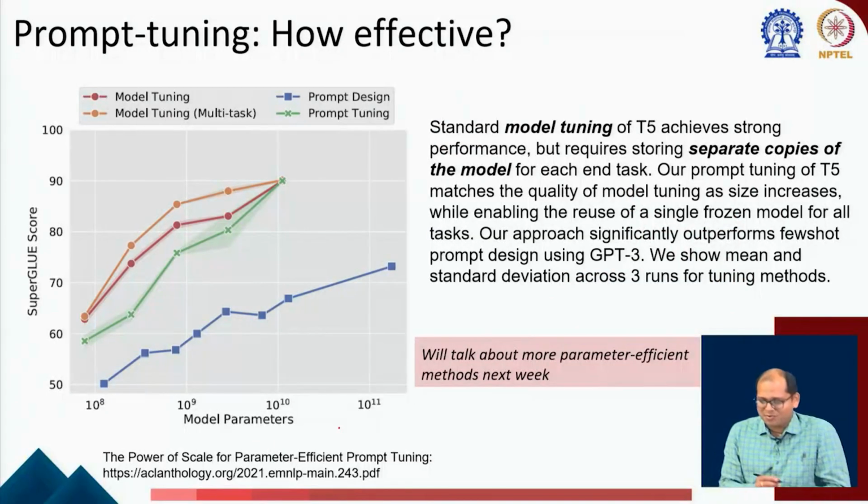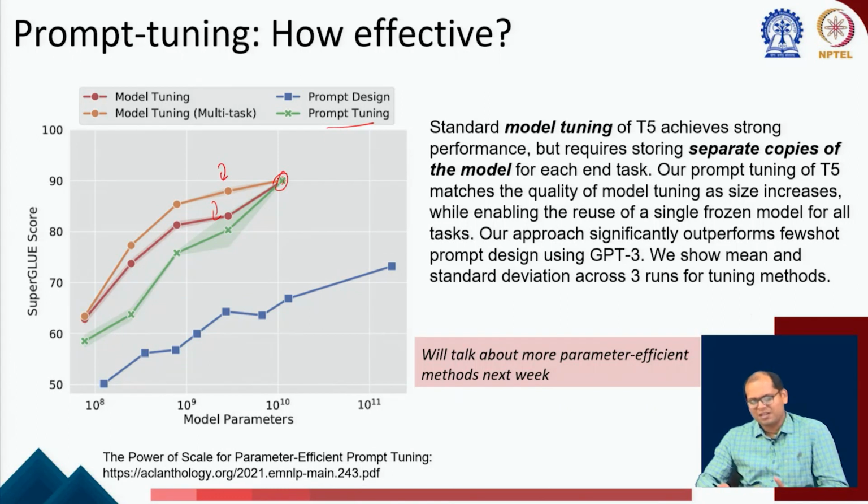And what they found out, so this is the standard model tuning with multitask, and this is the number of model parameters. If you keep on increasing the model parameters, at some point this prompt tuning, the green curve, roughly becomes similar to the model tuning, right? For large models, you can simply do prompt tuning and match the performance of model tuning. And this is much better than prompt design, because manual prompt design would not be optimal at all, right?